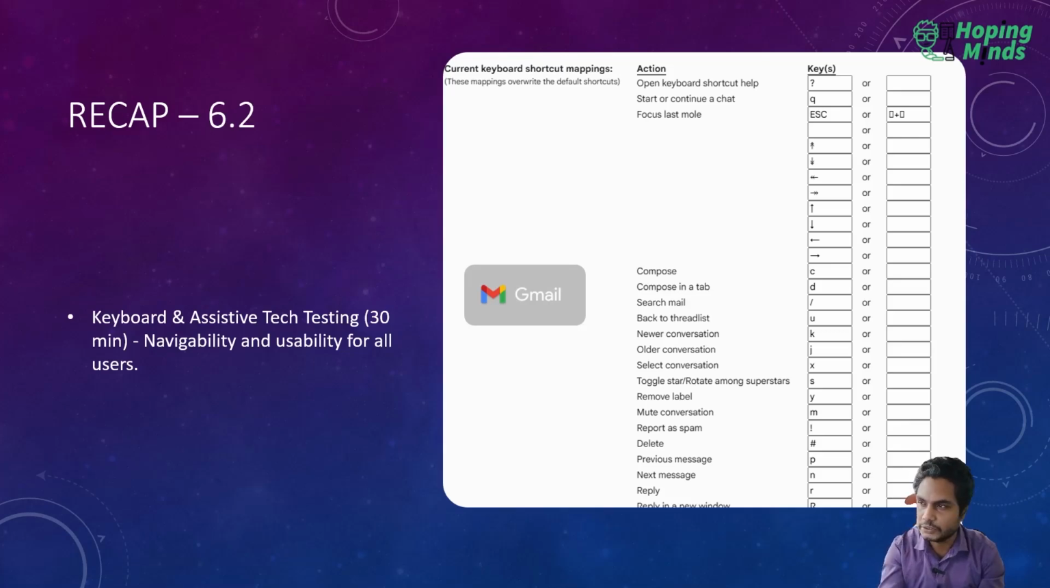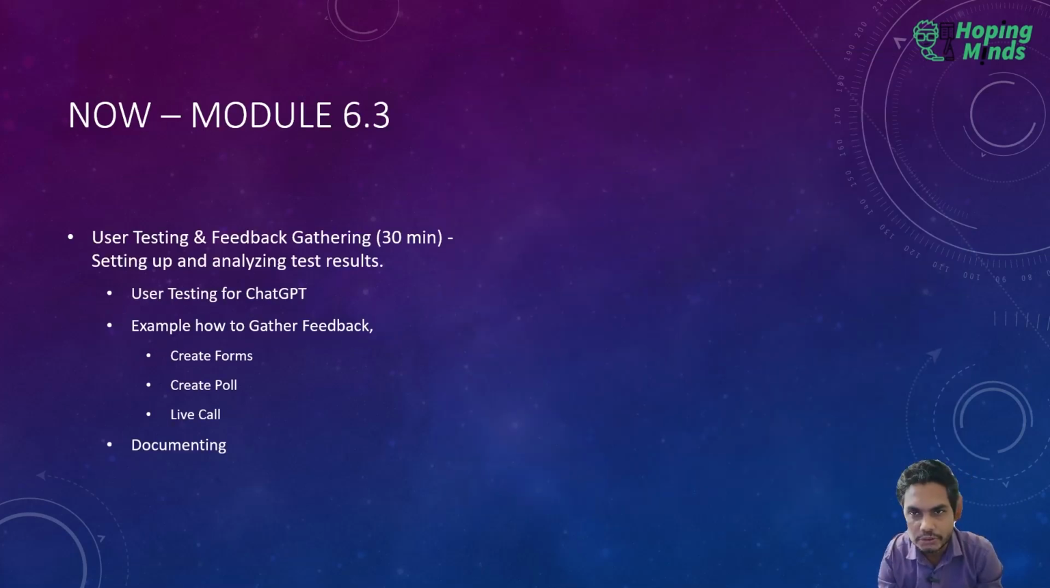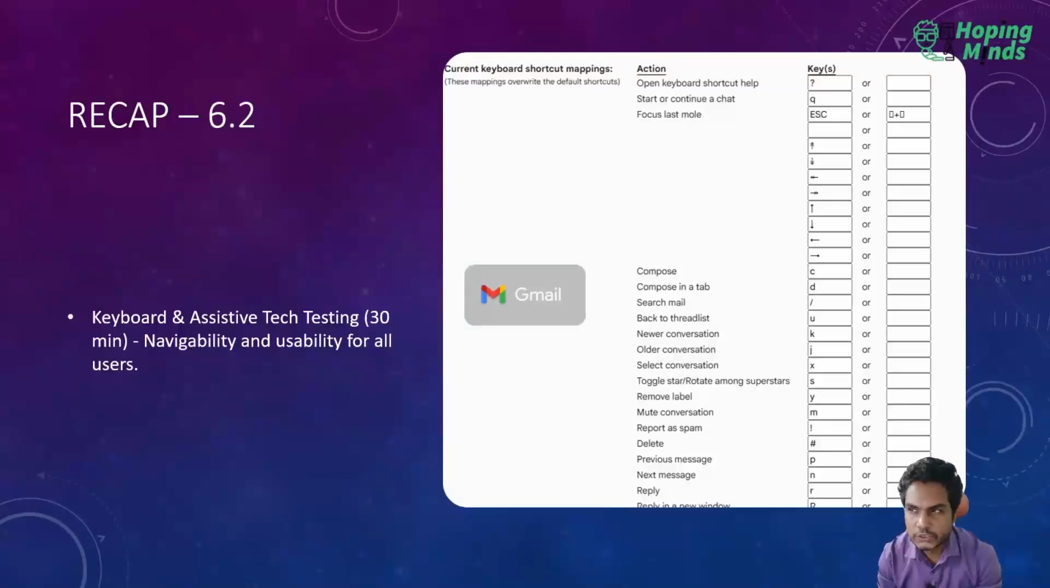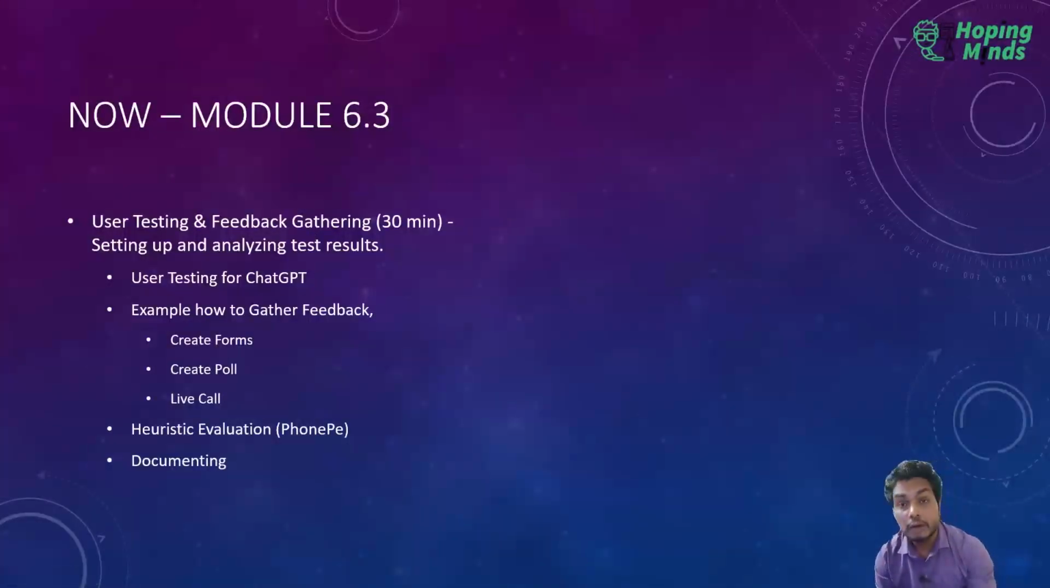Now let's go and deep dive into chapter 3 of module 6. All right, so let's deep dive into user testing, and we are going to take the example of a PhonePe application, and we will also use ChatGPT. We will see how we can create a form, a poll, and a live call. Whenever you're doing a live call, that's good, but I would not give you an example of a live call, but you can have a live call. I'll just give you a short set of questions you could ask while you are doing the user testing.